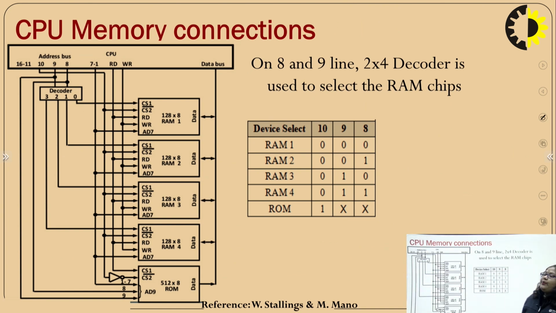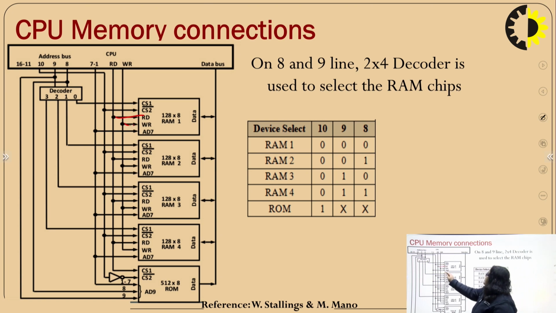Now the CPU memory connection of the computer system demands 4 RAM chips, size 512 multiplied by 8. So we use the 4 RAM chips, RAM 1, RAM 2, RAM 3, RAM 4, and the corresponding ROM, because there is only a single ROM. Now there are the read and write lines. So we just draw lines for read and write, and connect every chip of RAM.